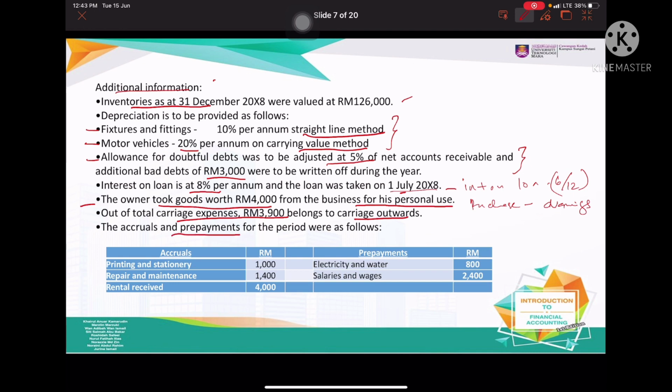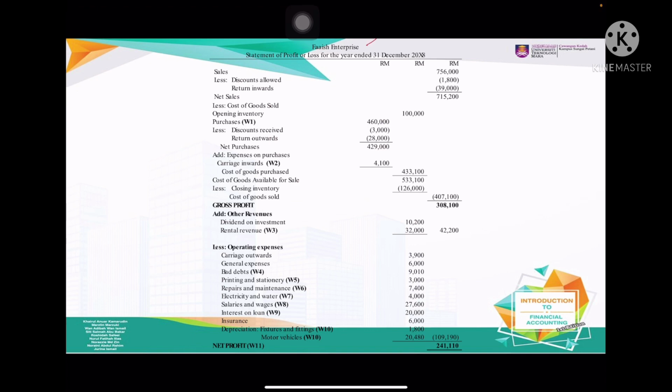And then the accruals and the prepayment is stated over here. All right. So printing, repairs and maintenance, so this is our expenses. Rental received, so this is our revenue. Okay. The accruals we have expenses and revenue, and for the prepayments, electricity and water, so this is for our expenses only. All right, so this is our company and this is our topic.